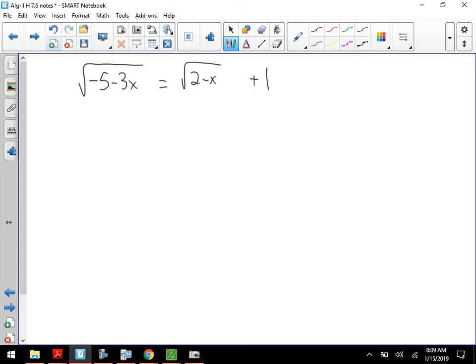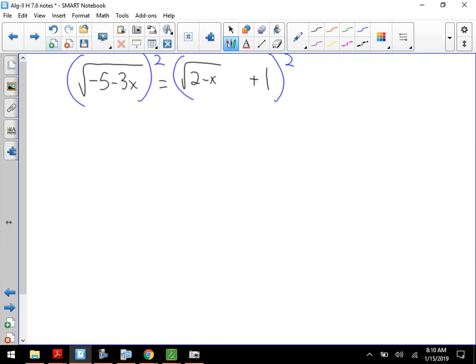I spaced out that plus 1 to make sure that I overemphasize that it is not underneath the radical. Which means, what do you think you're going to have to do? Oh, you just killed the puppy. You're on the right track, though. You do have to square both sides, but now this becomes a binomial, doesn't it?